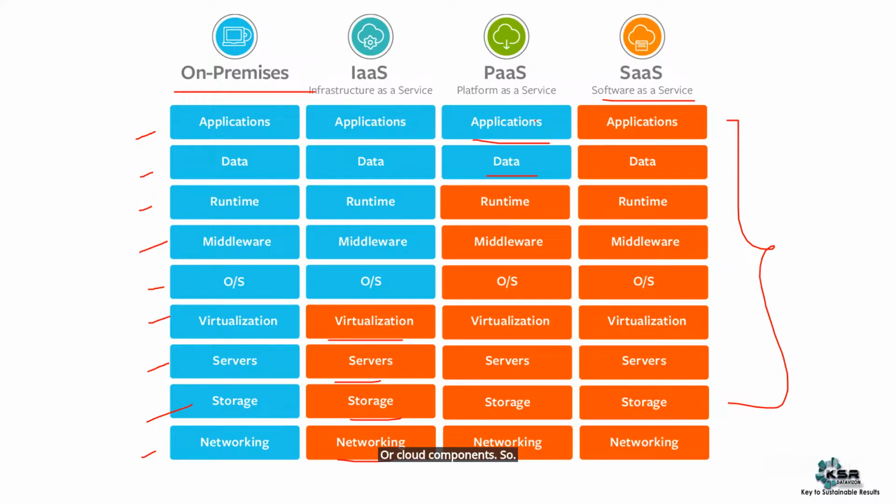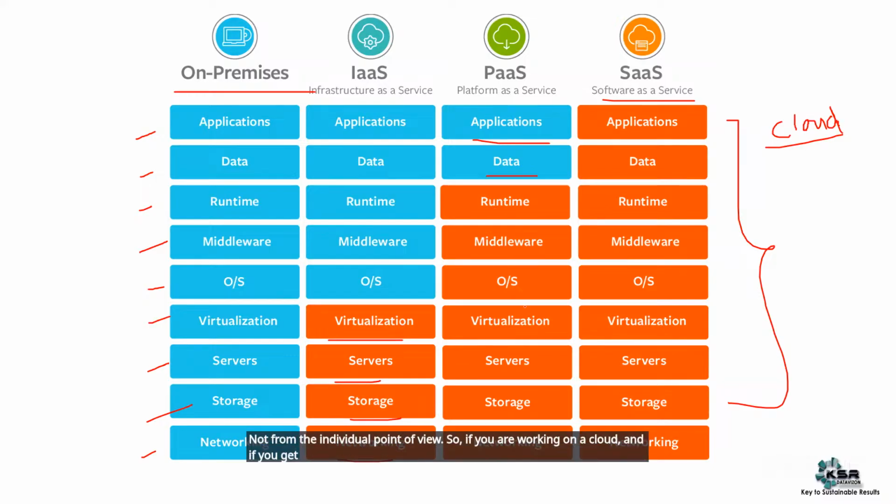So this will give you better clarity on which components can be managed by us and which are managed by cloud service providers. This is from the cloud service provider's point of view, right? Not from the individual's point of view. So if you are working on a cloud and you get all these orange services, that means you are a cloud architect or a cloud admin. You have full flexibility to use all these services.